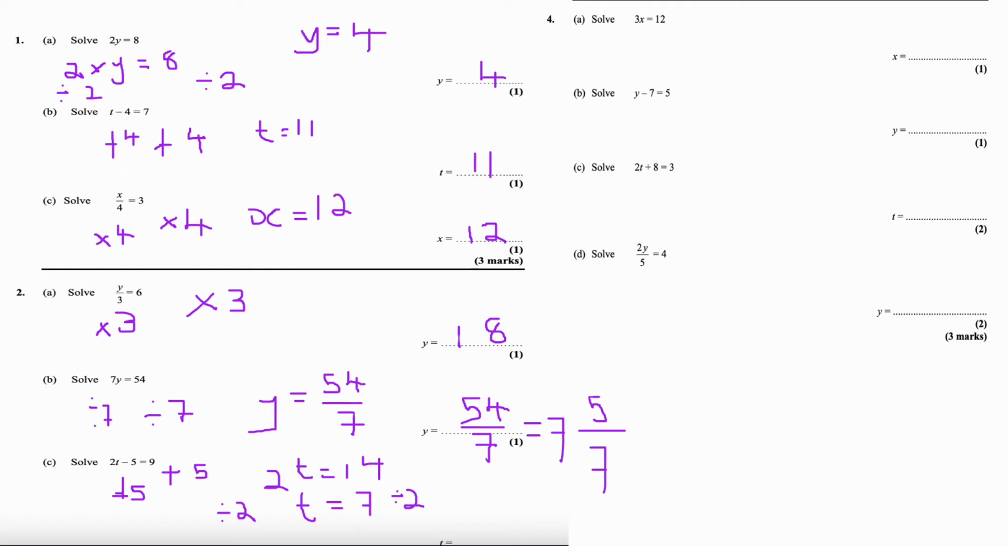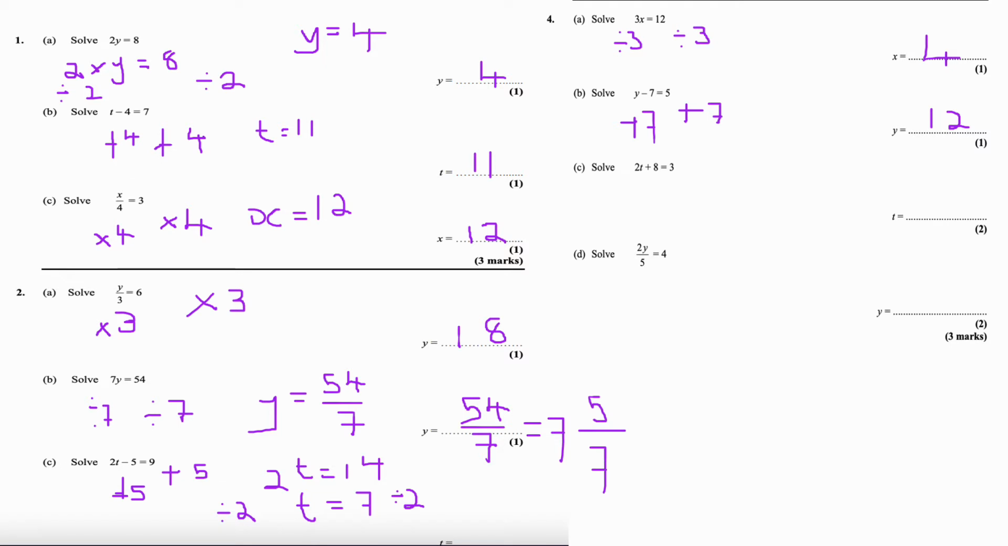Okay, this is question number 4a. Solve 3x equals 12, while dividing both sides by 3 to balance the equation respectively, I get x is equal to 12 divided by 3, which is 4. Okay, part B, solve y subtract 7 is equal to 5, while adding 7 to both sides to balance the equation respectively, y is equal to 12.